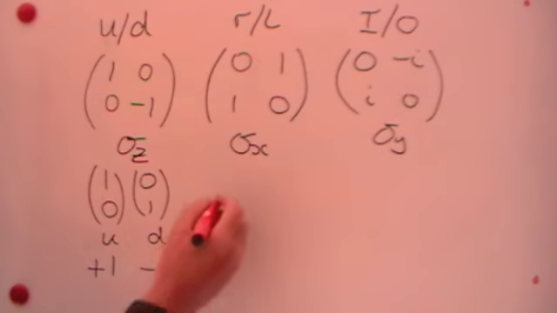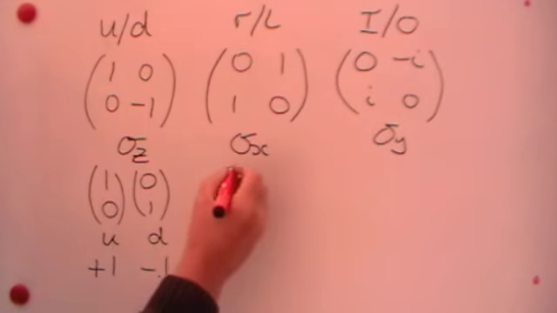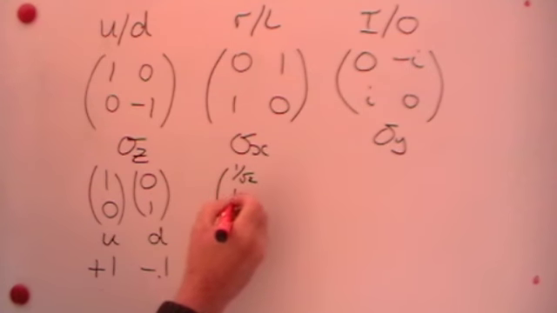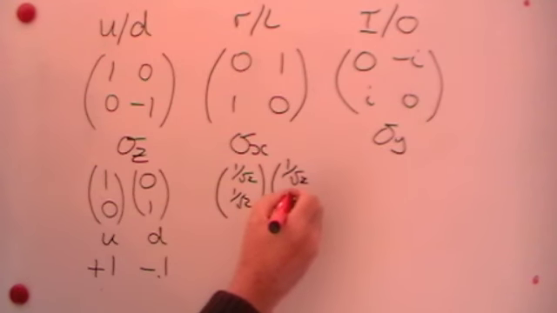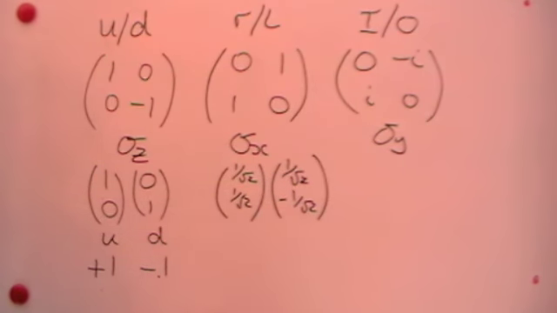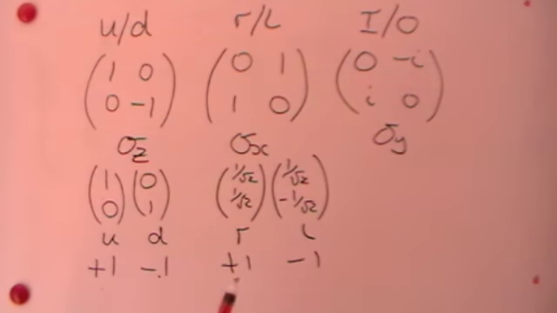The eigenvectors for this matrix, you may recall, were 1 over root 2, 1 over root 2, and 1 over root 2, minus 1 over root 2. And they now represent right and left. And once again, you get eigenvalues of +1 and -1. The red light comes on, it means the spin is to the right. The green light comes on, it means the spin is to the left.